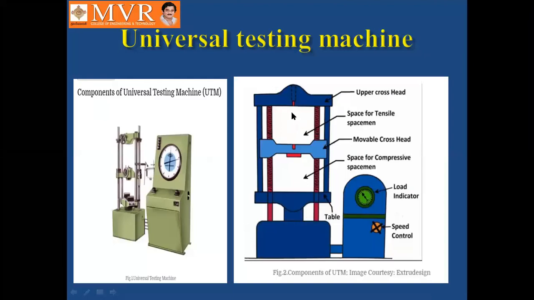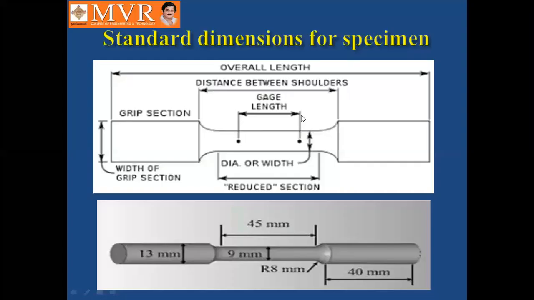While performing this kind of testing, whether tensile or compressive, we need to follow some guidelines for maintaining the specimen. These are the standard dimensions for the specimen, and we should follow them. This is the grip section, this is the overall length, this is the distance between the shoulders, this is the gauge length, and this is the diameter, or reduced section.